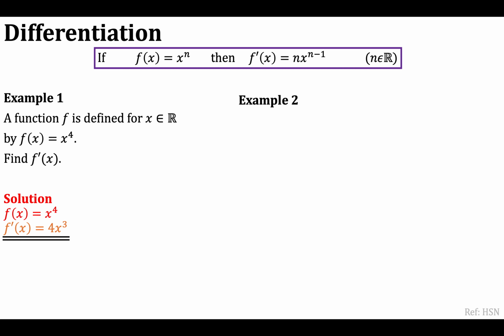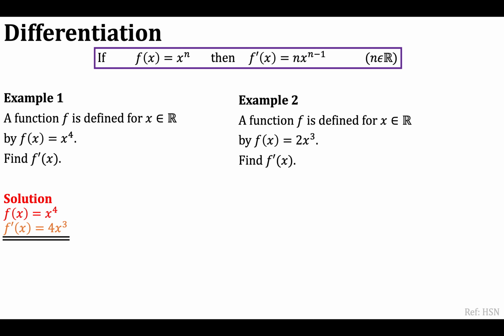Now we'll have a look at a second example. We've got a function f is defined for x in real numbers by f of x equals 2x cubed. Find f dashed of x. So the solution then, starting with our f of x, now we've got our power here is 3. If we multiply that by the coefficient, we will get 6. And then taking 1 from the power, we'll get 2, so it'll be x squared. So we should have 3 multiplied by 2x squared, which gives us 6x squared, which is our final answer.